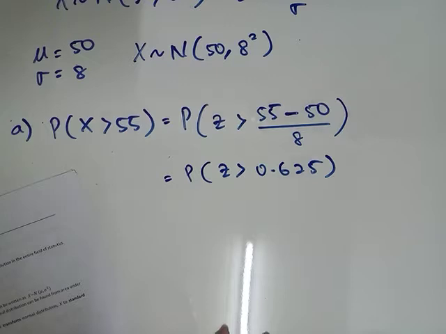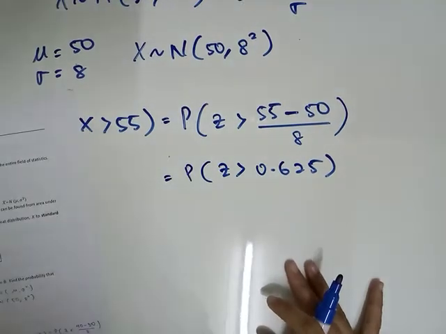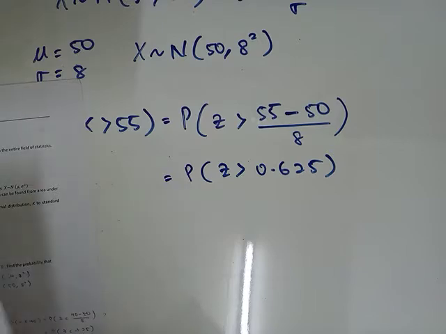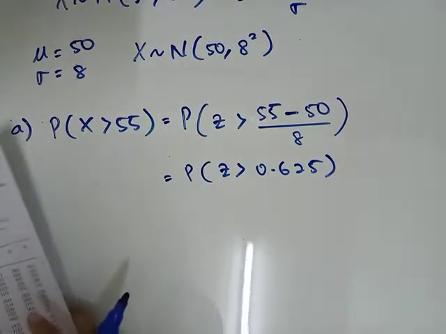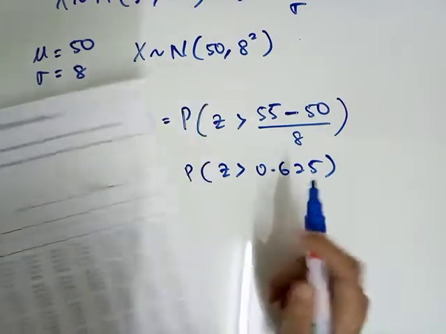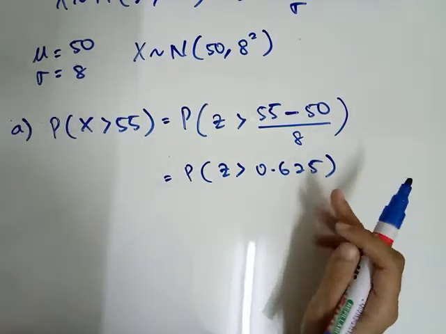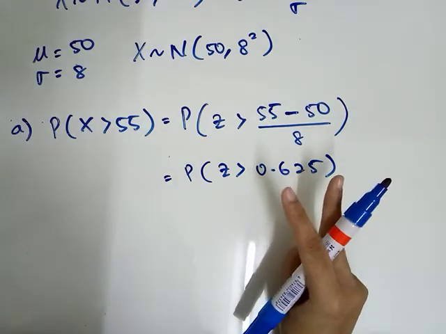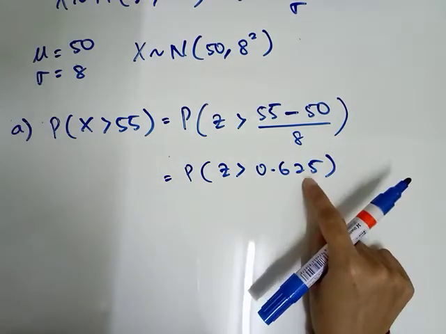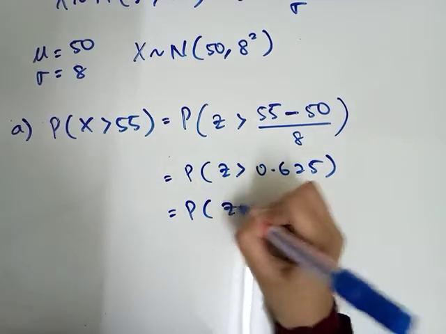Okay, cuba calculate, dapat tak 0.625? Okay, and then we need to find the probability using table. So by using table, we need to use 2 decimal places. Sekarang awak calculate, awak dapat 3 decimal places. So by using 2 decimal places, you need to round off.